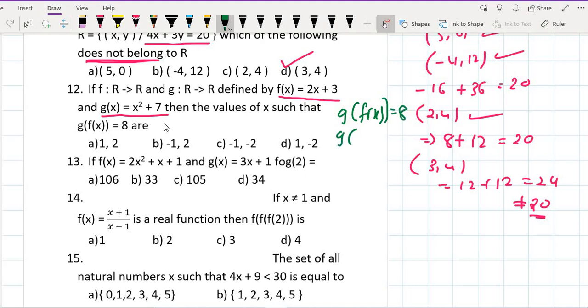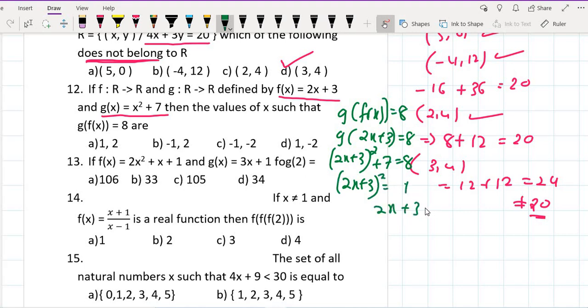So g of, what is f of x? f of x is 2x plus 3. Now g of 2x plus 3. So what is g function? x square plus 7. So simplify now. 2x plus 3 whole square plus 7. That should be equal to 8. If you simplify this, 2x plus 3 whole square is equal to 8 minus 7, that is 1. So what is 2x plus 3? That is plus or minus 1. So take two cases. 2x plus 3 equal to 1, 2x plus 3 equal to minus 1.